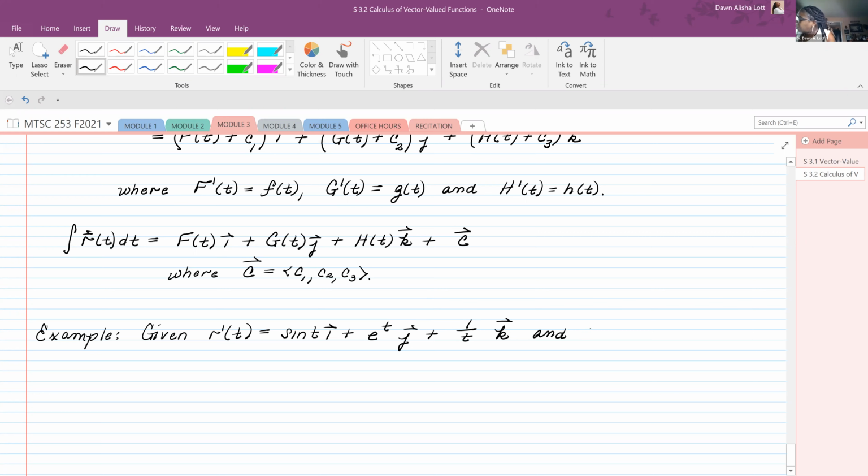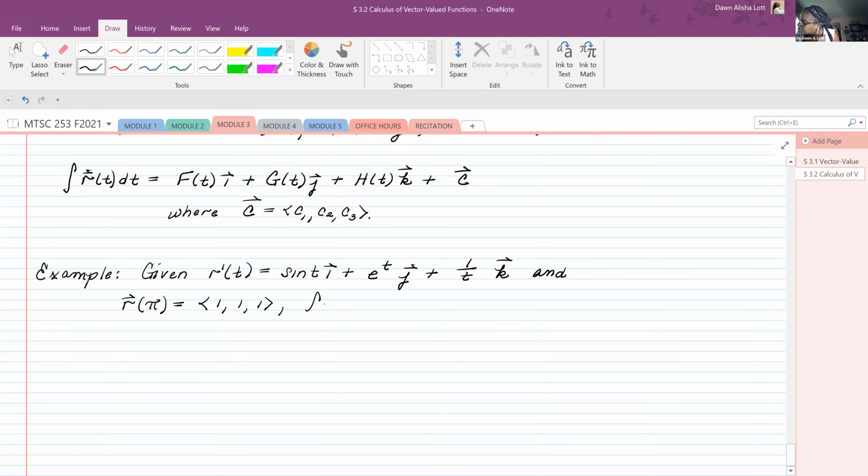And r of pi is the vector 1, 1, 1. Find r of t.